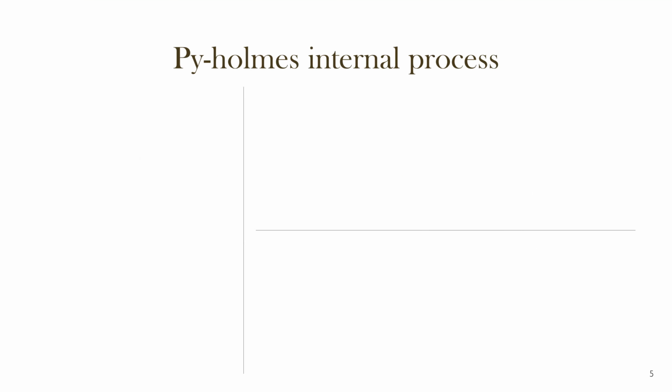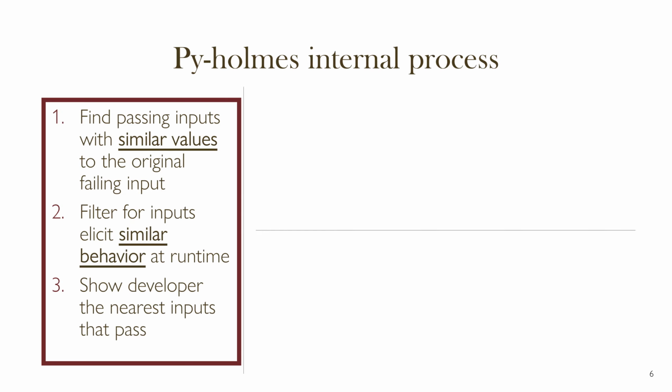Pyholmes follows the same strategy for deep and shallow software, just with different implementations. The strategy is as follows. First, make small changes to the original failing input in order to find similar inputs that pass. Second, filter for the inputs among these that are processed by the program under test as similarly to the original input as possible. This process finds passing inputs that are similar in both value and behavior to the original.